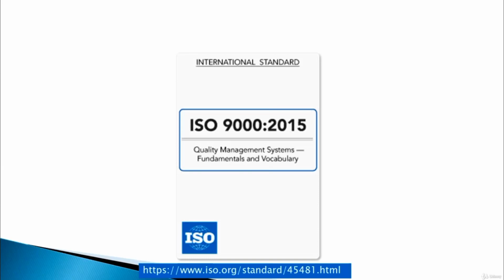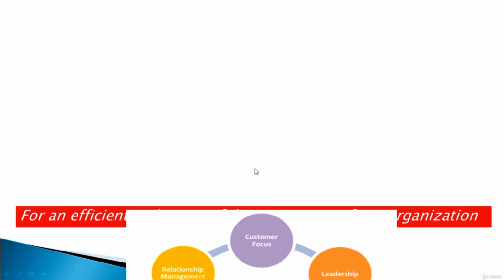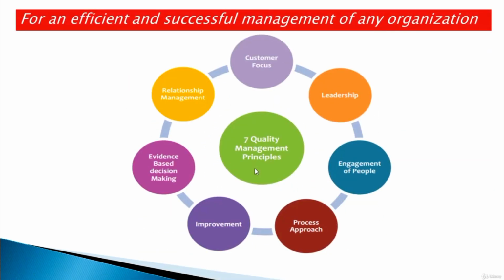The ISO 9000 family contains an individual standard named ISO 9000:2015, Quality Management Systems, Fundamentals and Vocabulary. You can purchase this using this link right here, on the official ISO website. This book, ISO 9000, lays down the vocabulary and fundamentals of the quality management system, and it explains the 7 principles that we've talked about in the previous video.